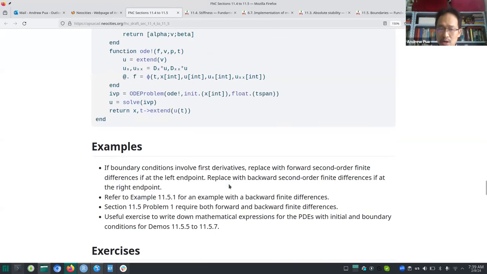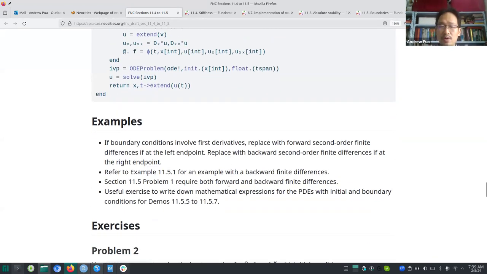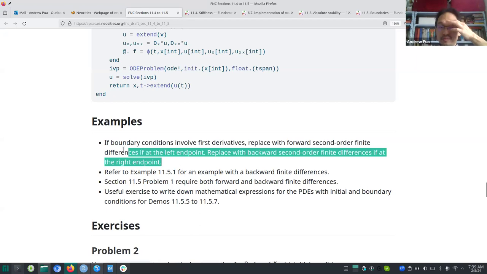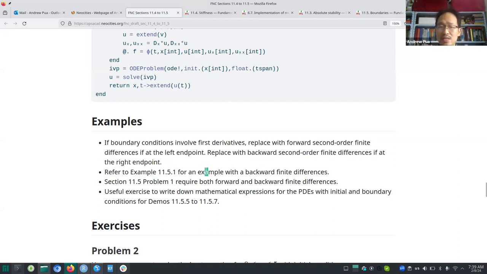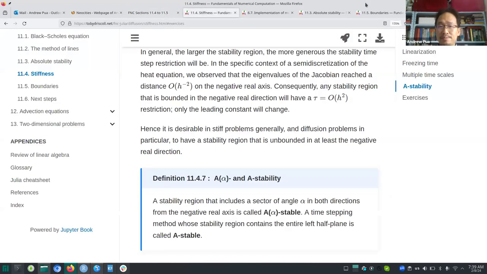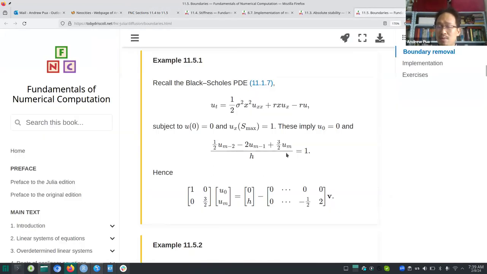Okay. And I'll just also give a couple more examples, or at least point to a couple more examples. So this is basically what I just mentioned earlier, that if those boundary conditions have first derivatives, then if you're at the left endpoint, you look at forward finite differences. If you look at the right endpoint, you look at backward finite differences. And then you have, in the Black-Scholes example, something similar to what you've seen earlier. Okay. You want U sub X at the boundary is equal to one. So you have to have this kind of equation here, and then write a system of equations to solve for U sub zero and U sub M.